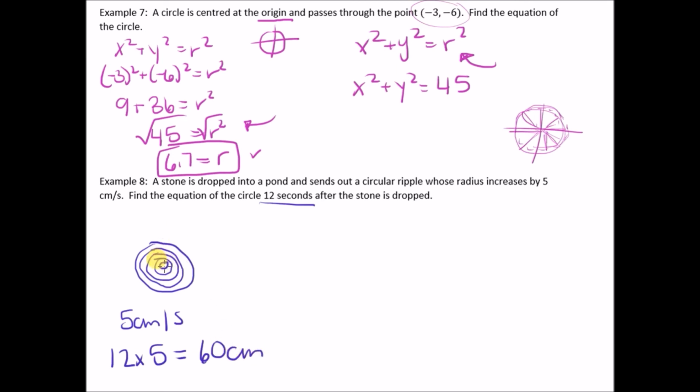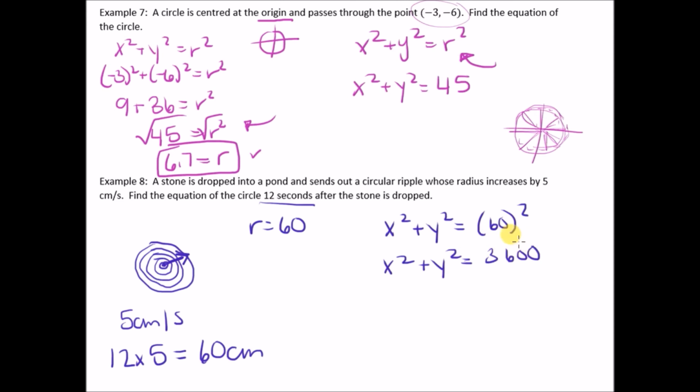Okay, so right now, from the middle to the outside, so our radius right now is 60. That means x squared plus y squared equals our radius squared. X squared plus y squared simply equals 3600. And that's it. This is the equation of the circle.